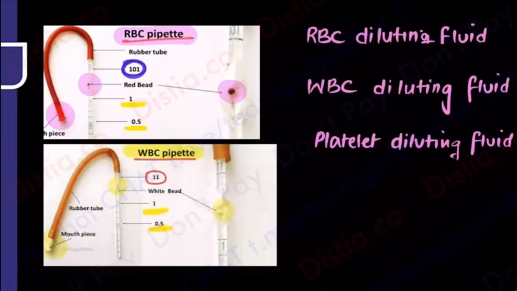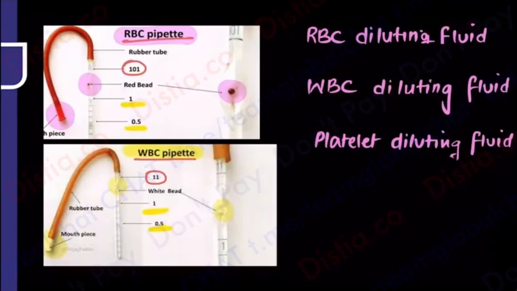The bigger marking will be for the amount that's present in millions. RBC is 4.5 to 5.5 millions. So you see dilution up to 101, 100 times dilution. Over here only 10 times. It's going to be up to 11. So remember, 0.5, 1 and 11 are the labelings of a WBC pipette. 0.5, 1 and 101 are the labelings of an RBC pipette.